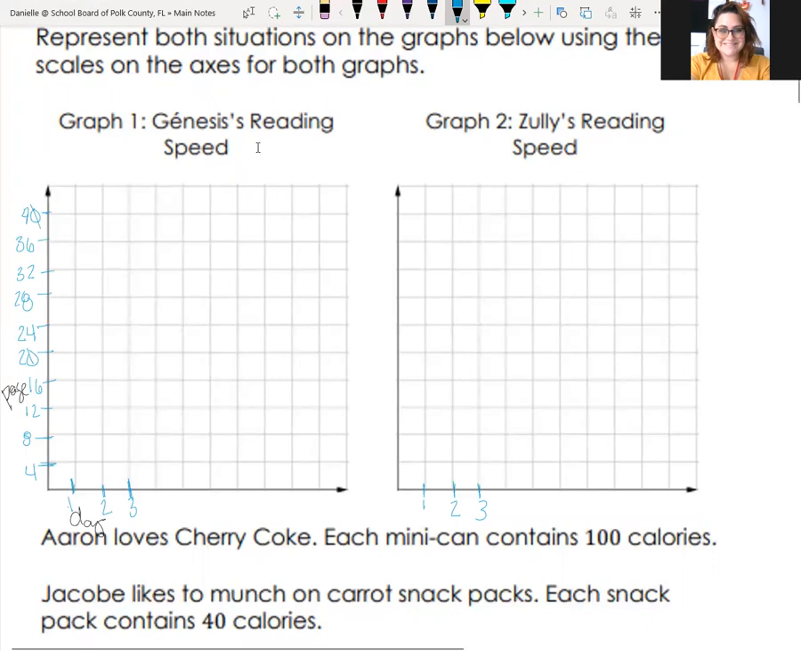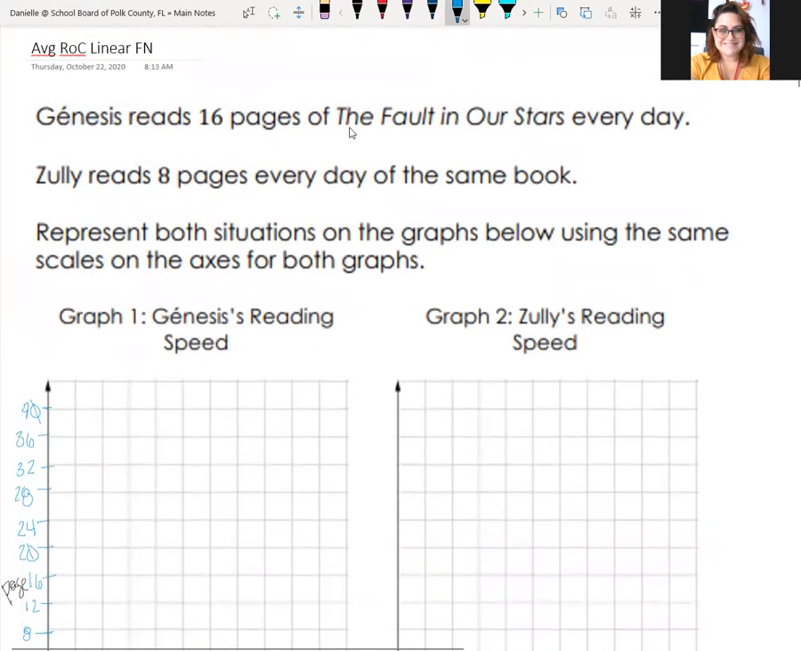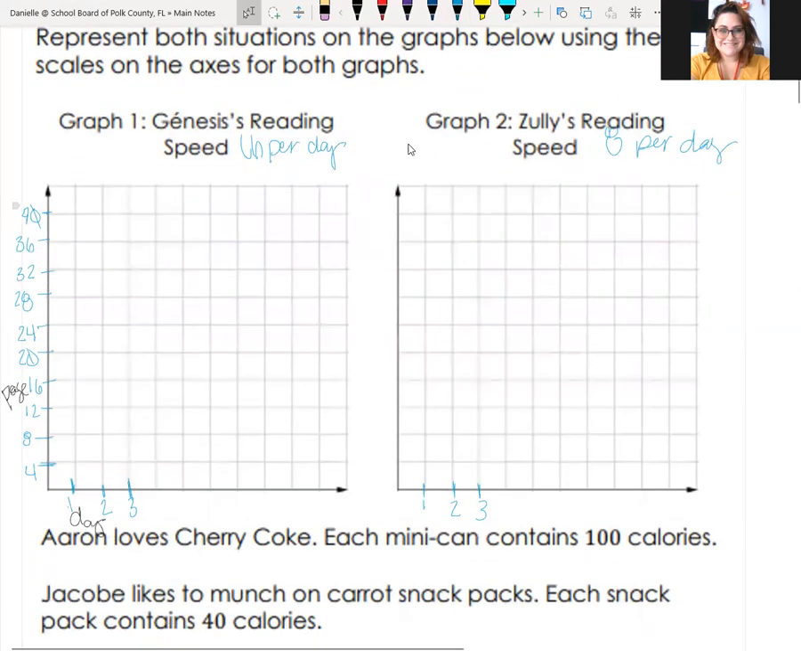So Genesis is reading 16 per day. And Julie reads 8 per day. So when I go over here, I need to go over to day 1 and up to 16. And then I'm going to go over to day 2 and up to 16, and 16 makes 32. And now that I have 2 dots, I can go ahead and make a nice little line.